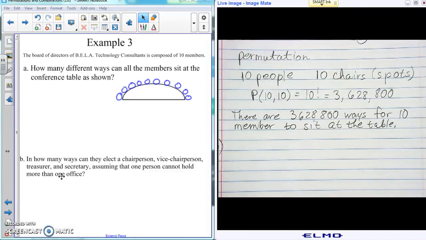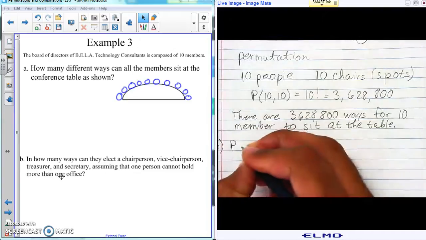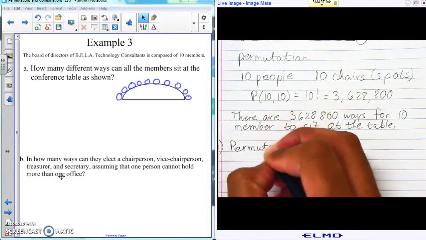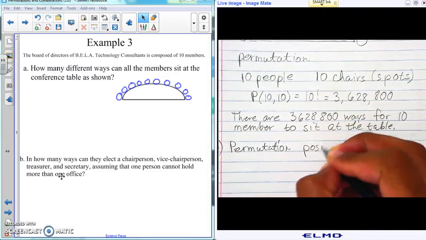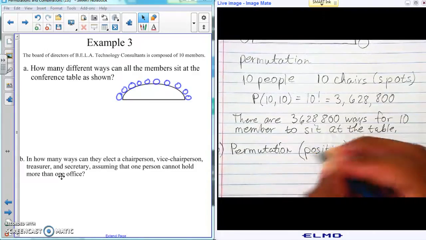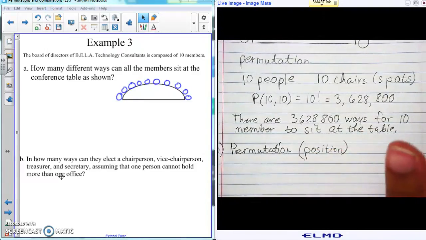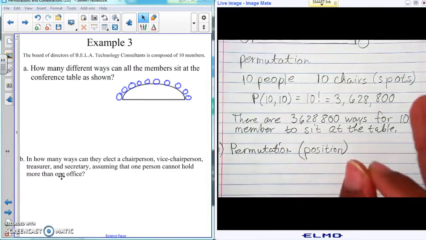senior body or whatever. So with that, because order matters, because we're talking about different places, different things. We're talking about a chairperson, a vice chairperson, a treasurer, and a secretary. Those are 4 distinct positions, and neither one can have both at the same time. That means order matters, so here again, we're talking about permutation. If it talks about a position or a race, like first, second, and third place, where order matters, it's a permutation.